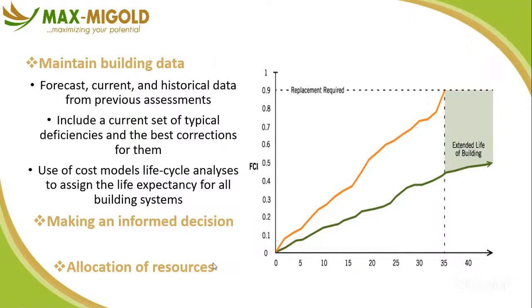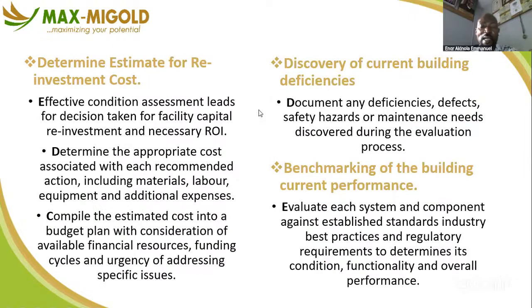Then, with that data, with the assessment, it is easier for us to know where we need to allocate our resources, either manpower resources, financial resources, or anything else that entails that facility. It also helps us to determine estimates for the investment cost. Effective condition assessment leads to decision making for facility capital investment and necessary return on investment. It also helps us to determine materials, labor, equipment, and additional expenses.